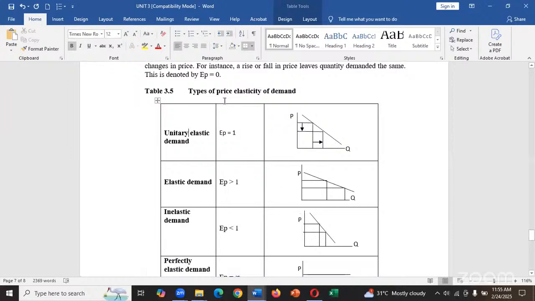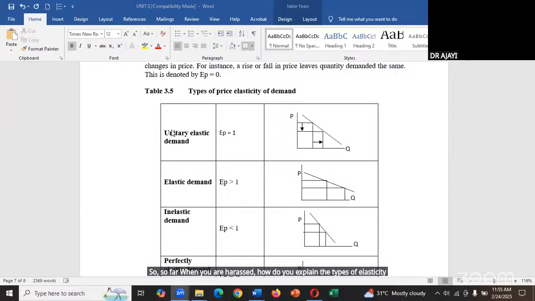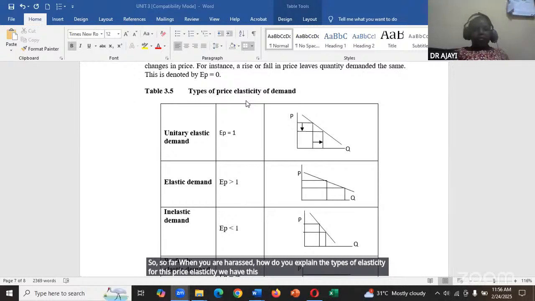So far, when you are asked, how do you explain the types of elasticity? For price elasticity, we have unitary, that is explained with this graph. And for unitary, you have it drawn in this way.